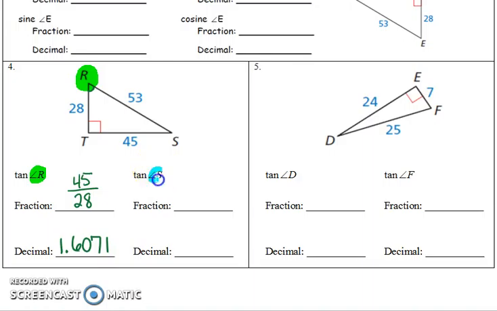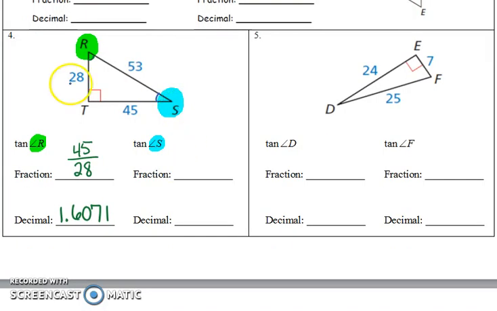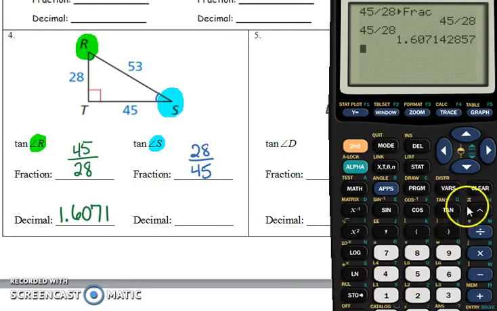And tangent of angle S now is in this corner. So again, tangent is opposite over adjacent. So the side that is opposite angle S is 28 divided by the length of the side that is adjacent to angle S, which is 45. Now, if 45 divided by 28 did not reduce, then 28 divided by 45 is also not going to reduce. And let's just check, just to be sure. Okay, so 28 divided by 45 does not reduce.